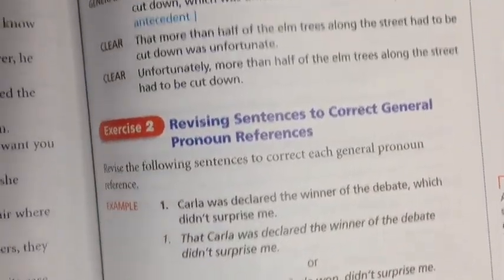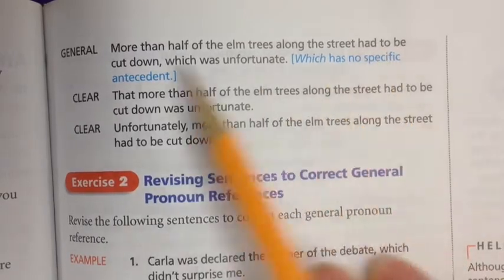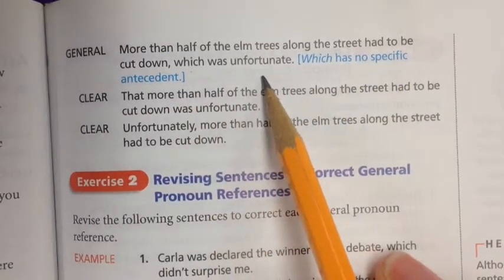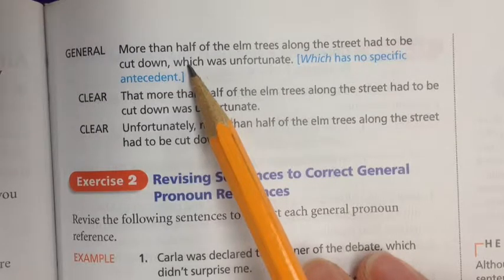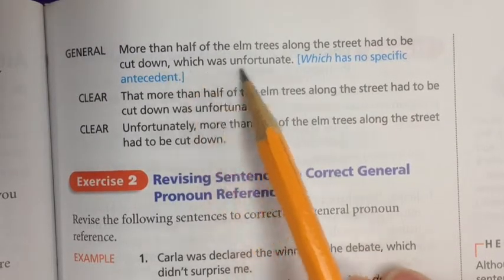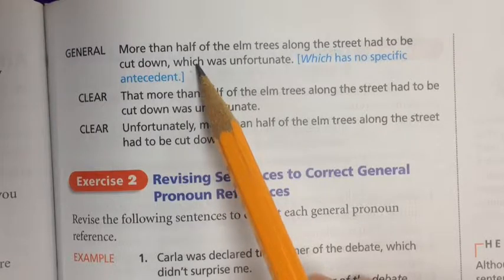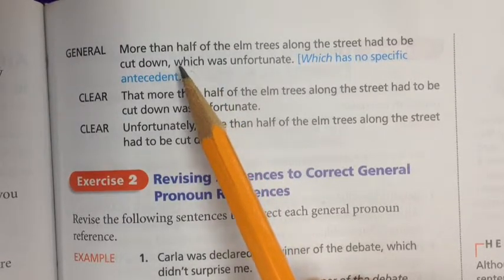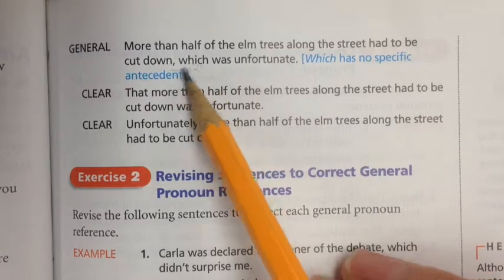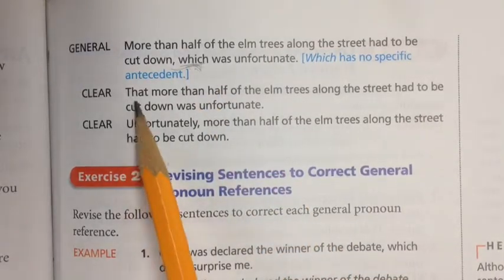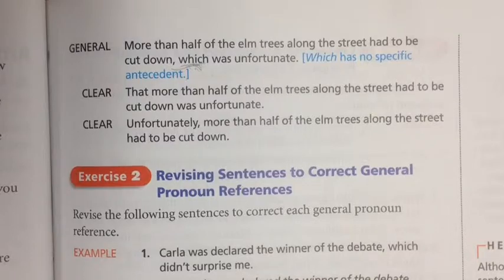Let's look at one more. All right. More than half of the elm trees along the street had to be cut down, which was unfortunate. So this is wrong because the word which refers to too much here. Which refers to a general idea. It refers to a whole sentence: more than half of the elm trees along the street had to be cut down. Which has to take the place of one person, place, or thing, like trees. And it's not the trees that were unfortunate, it's that the trees were cut down. Now that is not one specific antecedent, that's an idea. It's too much work for a word like which to do. Here's a revision: That more than half of the elm trees along the street had to be cut down was unfortunate. So there's a better one.